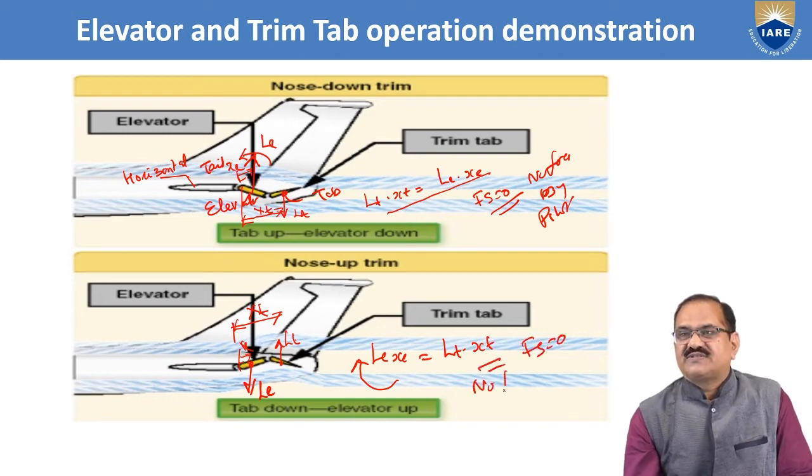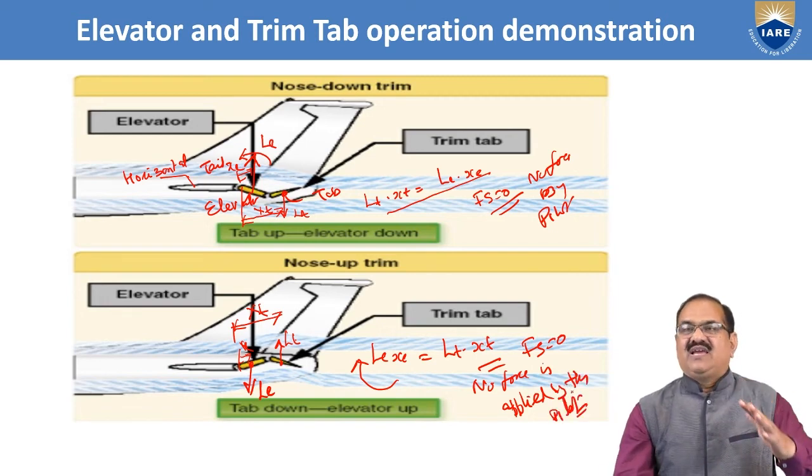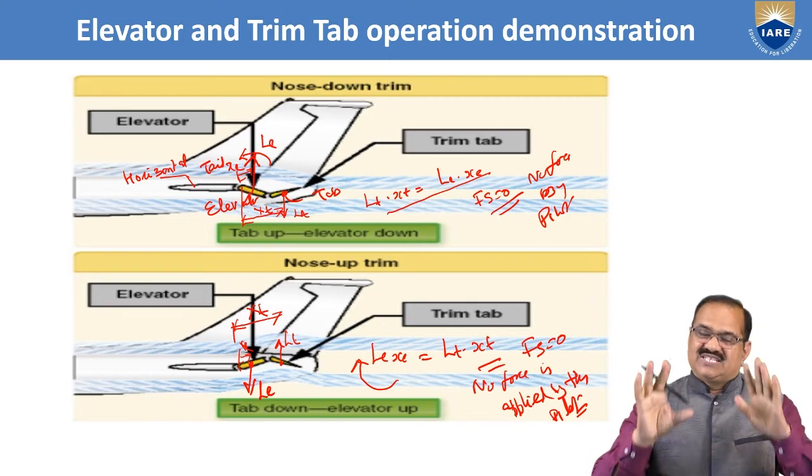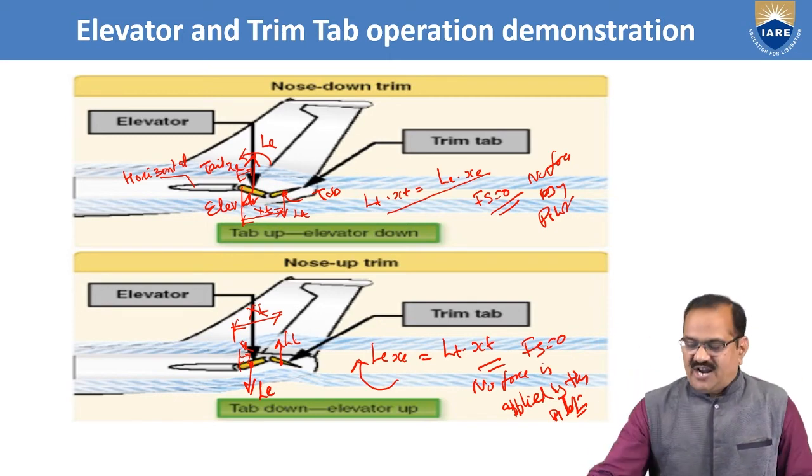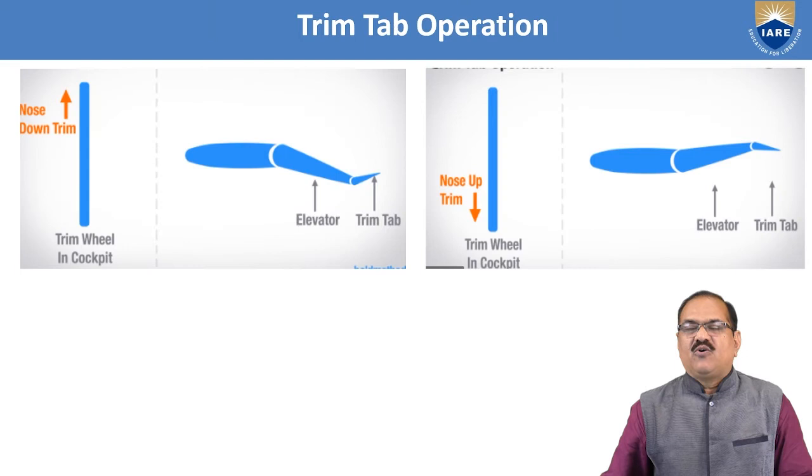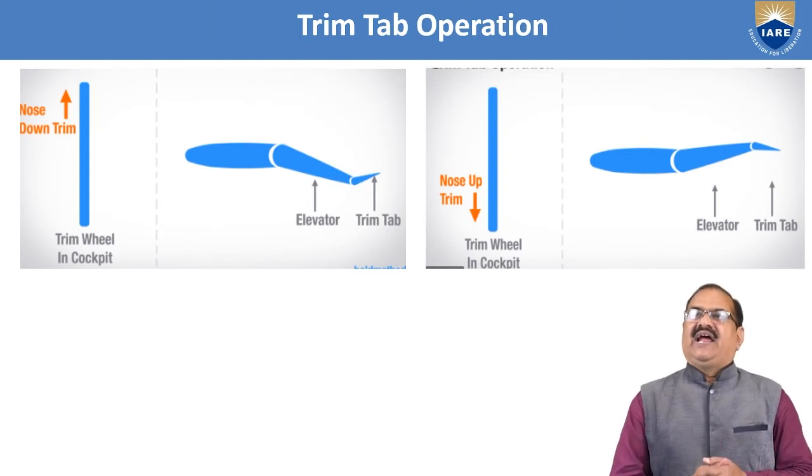No force is applied by the pilot, and the aircraft will fly without the pilot holding the stick. The pilot need not apply any force. Okay, again, this is the trim tab operation.